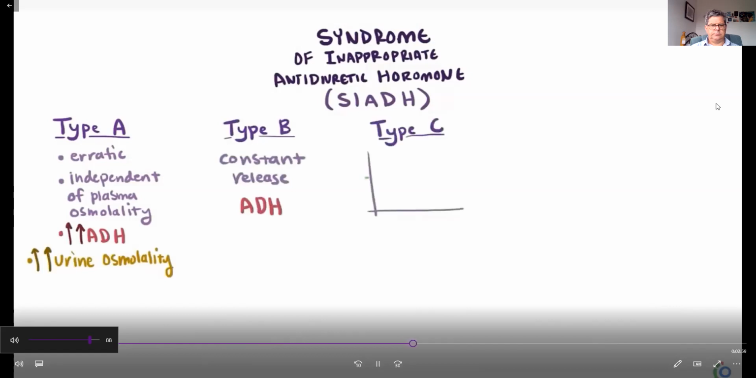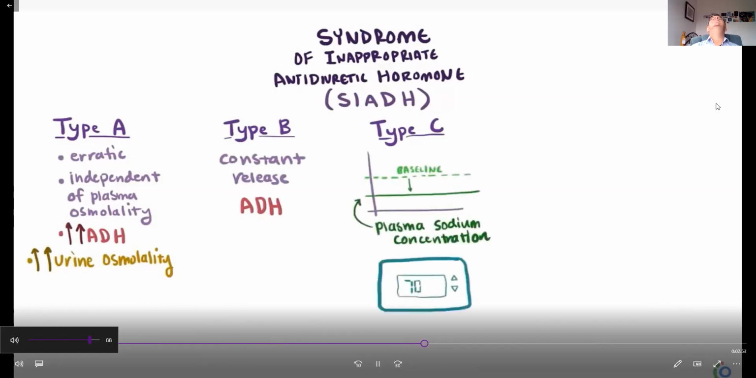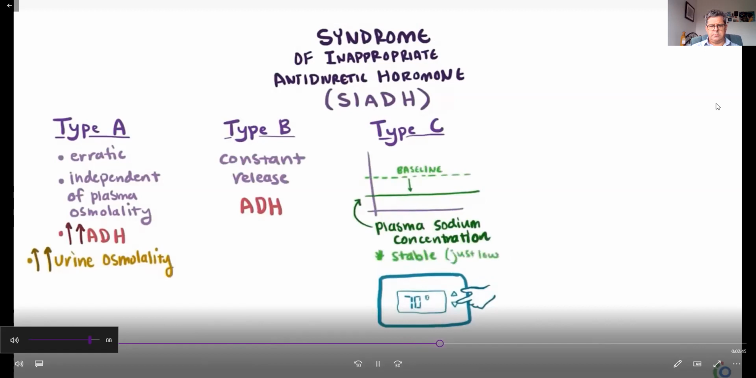In type C, the baseline plasma sodium concentration level is set lower than normal. It's like you turn down the thermostat in your house to a new lower level. This type is particularly unique because the plasma sodium concentration is stable, unlike other SIADHs where it would continue to fall. And type D is the least common type of SIADH, where ADH secretion is completely normal, yet urine osmolality is still high.